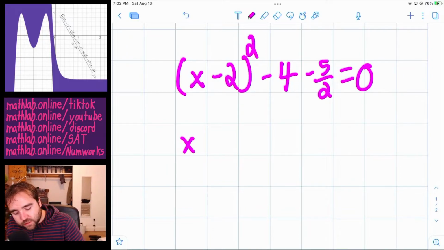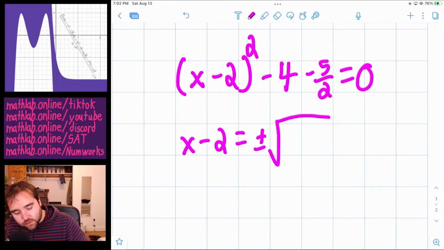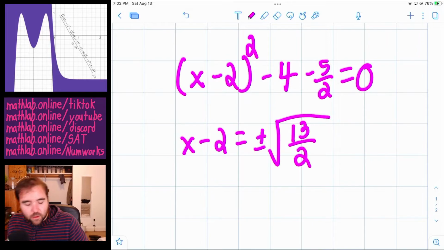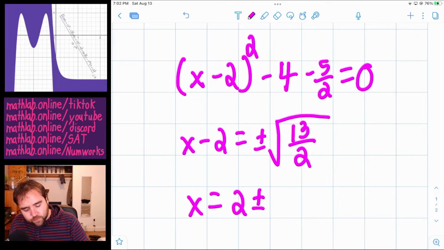And then square root both sides. So we get x minus 2 equals plus or minus the square root of 13 over 2. And then the last thing is just add 2 to both sides. And this is an answer.